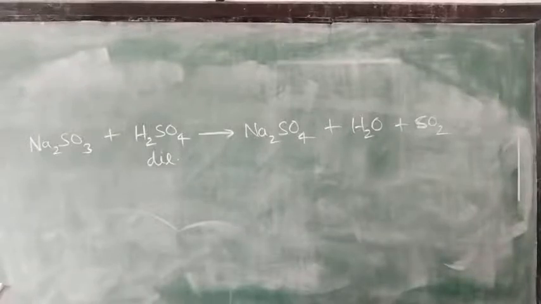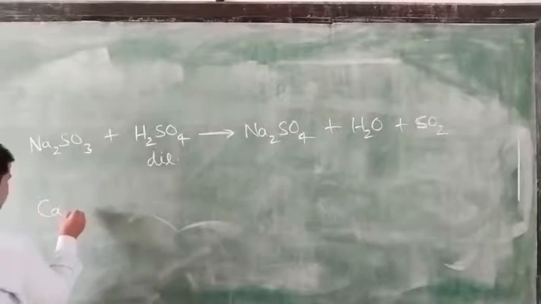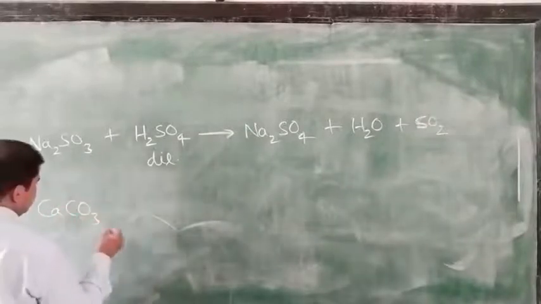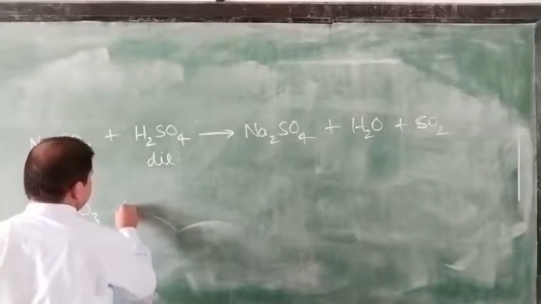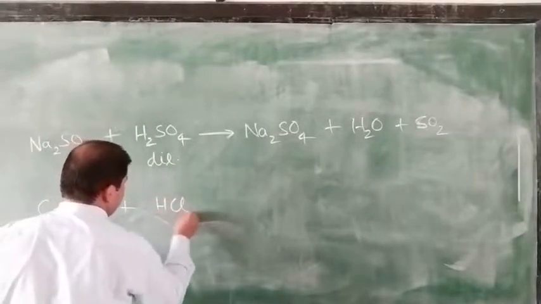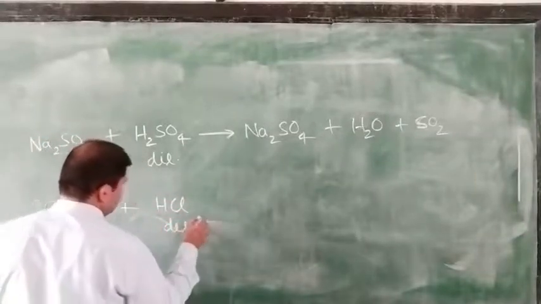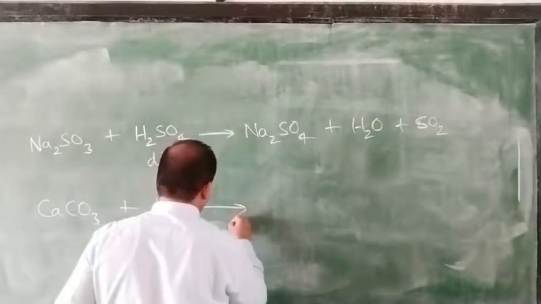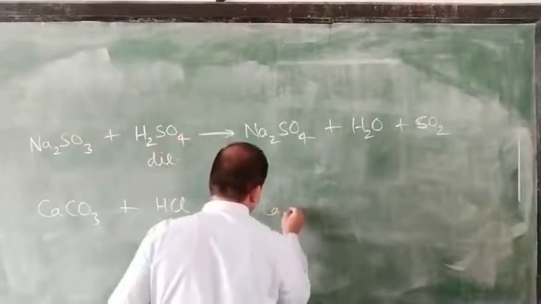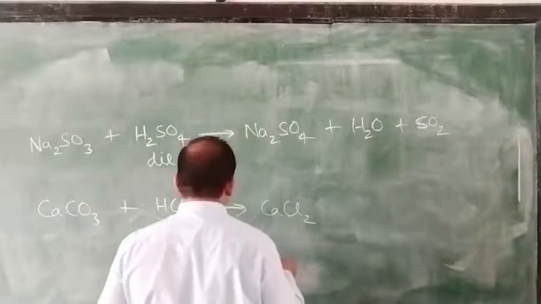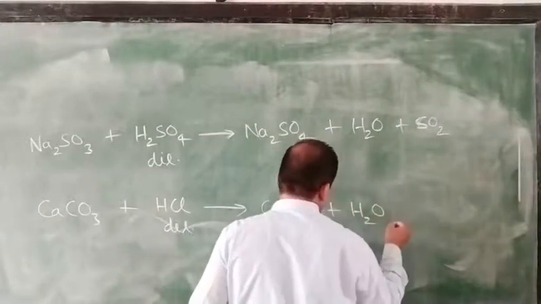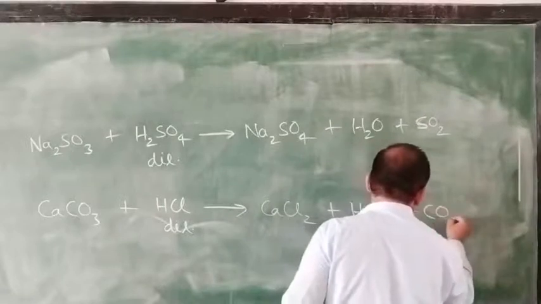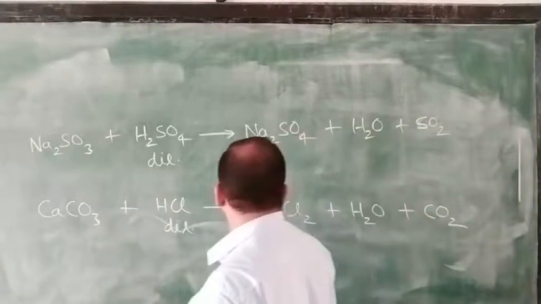And the next example, calcium carbonate reacts with hydrochloric acid, we get calcium chloride, water, carbon dioxide.